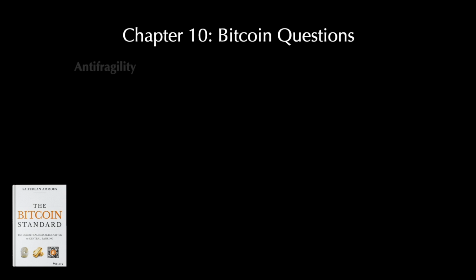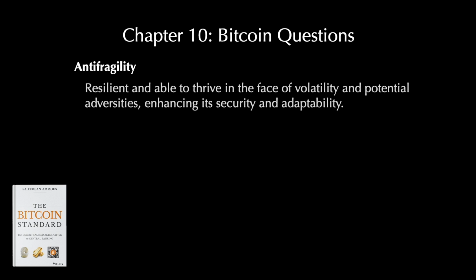Anti-fragility. Anti-fragility is a unique characteristic of Bitcoin's design that makes it not just robust, but anti-fragile, a term coined by Nassim Nicholas Taleb. An anti-fragile system is one that improves or gains from disorder and volatility rather than merely withstanding it. Bitcoin's anti-fragility stems from its decentralized design and the incentivized nature of its mining process. Unlike centralized systems that can be brought down by a single failure point, Bitcoin's decentralized network becomes more secure with more participants, even in the face of potential attacks.